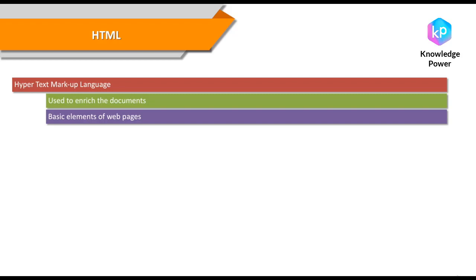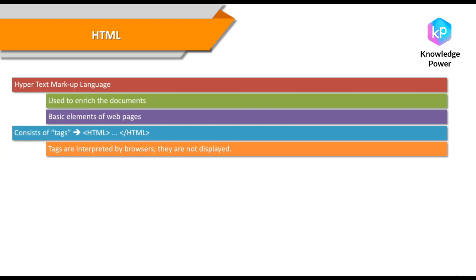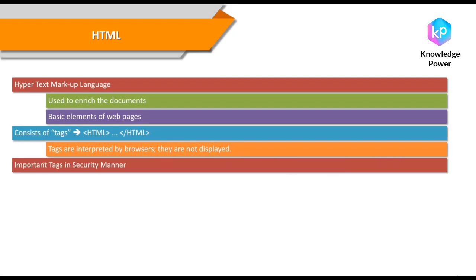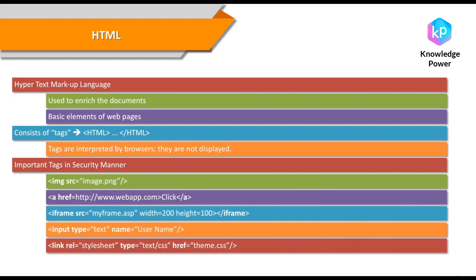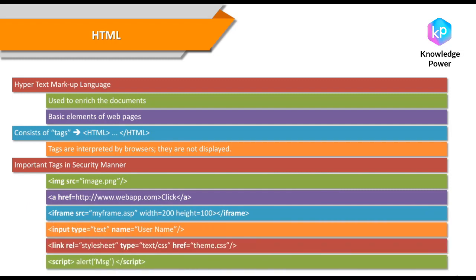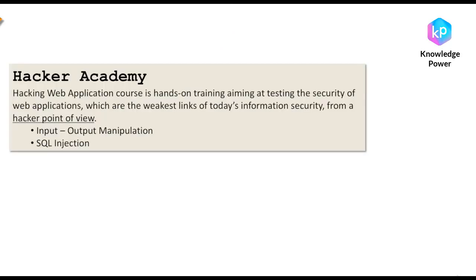Hypertext Markup Language, HTML, is the standard markup language for creating web pages and web applications. The building blocks of HTML pages are HTML elements. HTML elements are delineated by tags written using angle brackets. Browsers do not display the HTML tags, but use them to interpret the content of the page. Here you'll see some of the HTML elements important for us, and you can see here how to reach resources, input fields, and tags to use scripts.